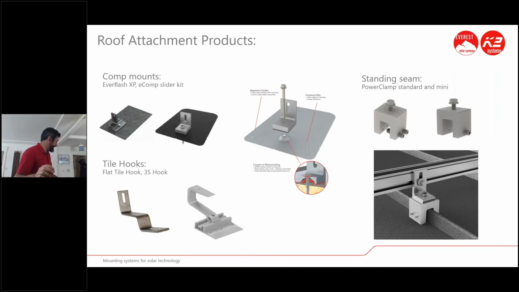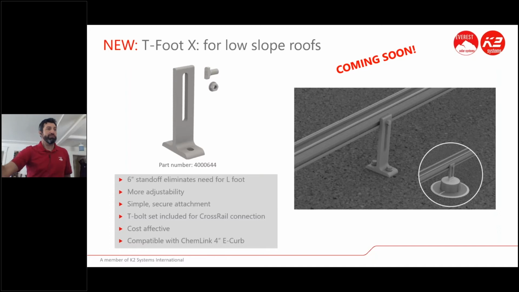We do have some roof attachments for all kinds of different roof types. We have our comp mount, our XP, Everflash XP. We have a slider kit for shared rail. I mentioned the standing seam clamps. And we do have some tile hooks as well. And we do have some new tile hooks coming onto the market, and you'll probably see that in our next round. Another product that's brand new that's a part of this introduction is our T-Foot X.